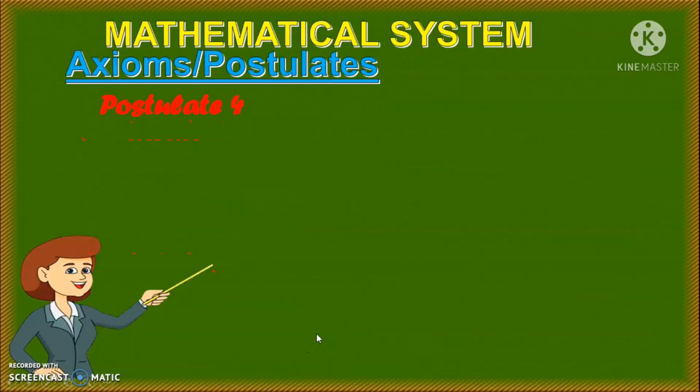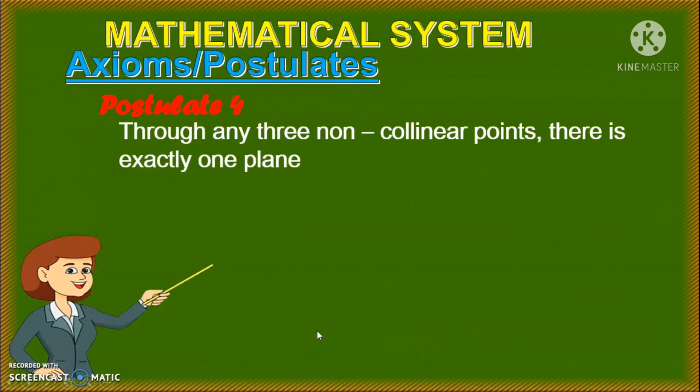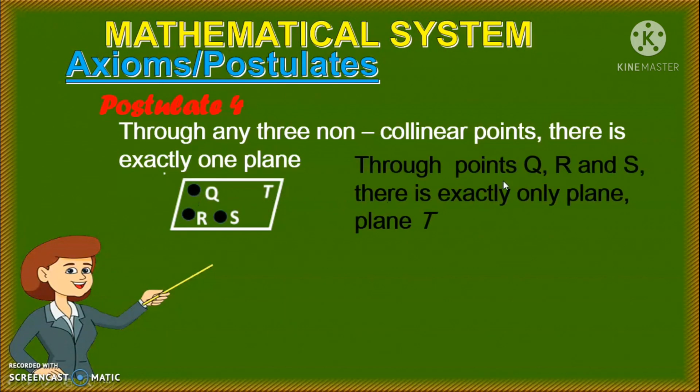Axioms, postulate 4: through any 3 non-collinear points, there is exactly one plane. See our illustration again, plane T or plane QRS. Through points Q, R, and S, there is exactly one plane, only plane T.